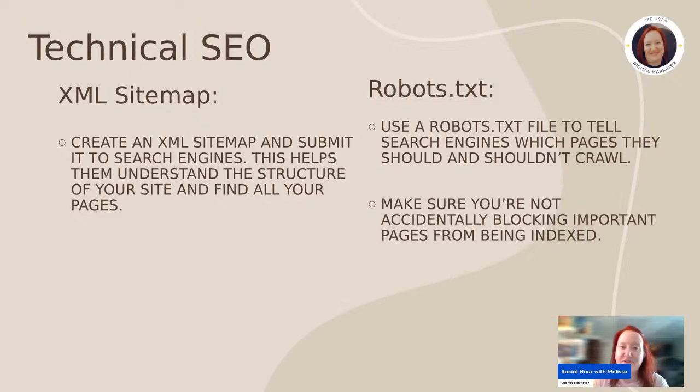XML sitemap. Okay, we talked about the interlinking and setting up the navigation of your website. You want to also do the same thing by creating an XML sitemap and submit it to search engines. This is going to help them to understand the structure of your site and find all the pages for your site. What you want to do also is make sure that you use a robots.txt file. This is going to tell search engines which pages they should and shouldn't crawl.